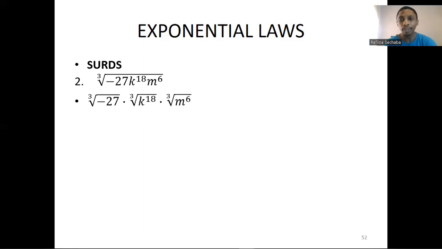The cube root of negative 27 will be negative 3. The cube root of k to the exponent of 18 will be k to the exponent of 6. And the cube root of m to the exponent of 6 will be m to the exponent of 2. Brilliant. Let's get to the next one.